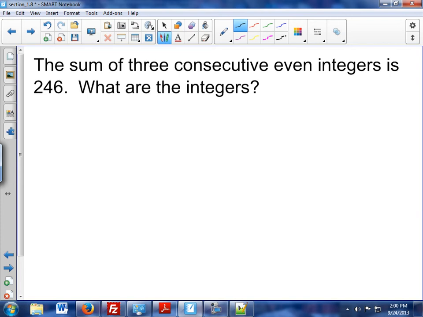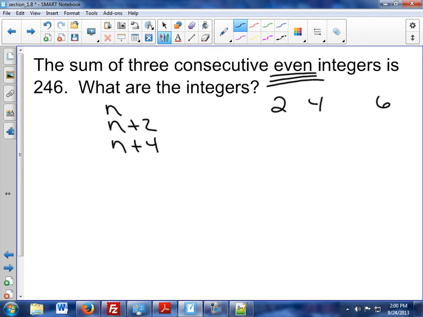The sum of 3 consecutive even integers. Even integers. Makes a difference here. So, for example, let's say I started off with 2. What's the next even integer? Then what? So somehow or another, my first n is going to be a number. Now, how do I get from 2 to 4? Plus 2. Now, how do I get to the next one? Plus 4. Okay? If you notice, these are even. If you had odd integers, think that changes? It's 3.